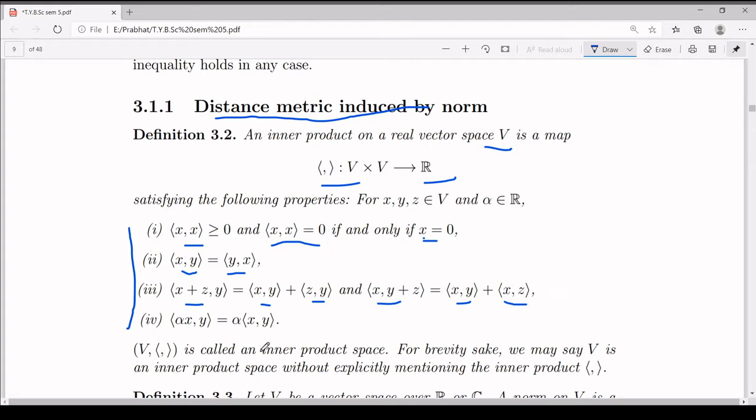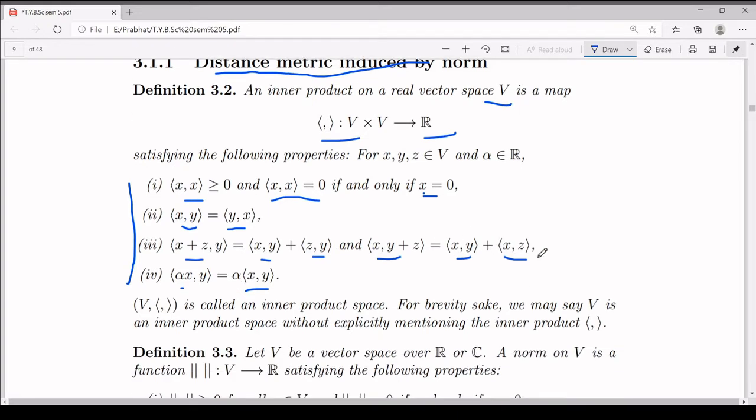The last condition: if you take alpha, where alpha is a scalar, that means a real number here, then for alpha x comma y, its image is equal to the image of xy multiplied with alpha. So if these four conditions are satisfied, you say your map is an inner product and the pair V comma this map is called the inner product space. When there is no confusion, we generally omit this symbol and we simply say that V is an inner product space. Now the next definition.